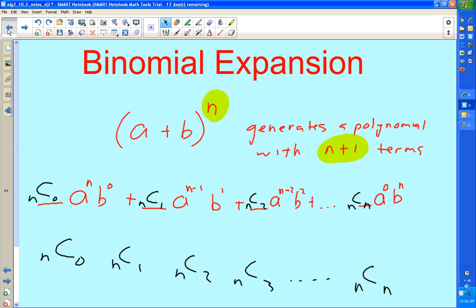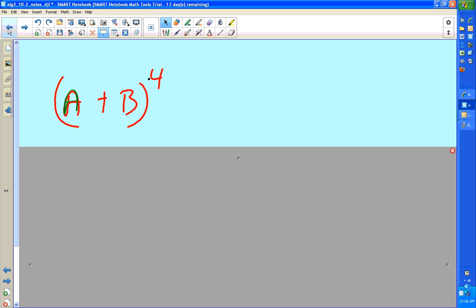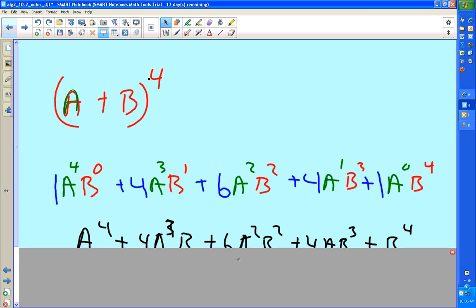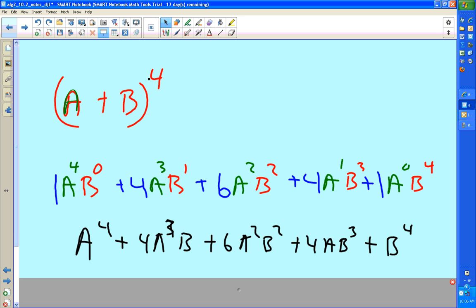So when we expand binomials like (a + b) to the 4th, which we did back in chapter 3, your Pascal's triangle coefficients are 1, 4, 6, 4, 1 from the power of the 4. And then the first term times the second term, and then the powers on the first term start with 4 and go to 0. The powers on the second term start at 0, go to 4. And then we simplify.